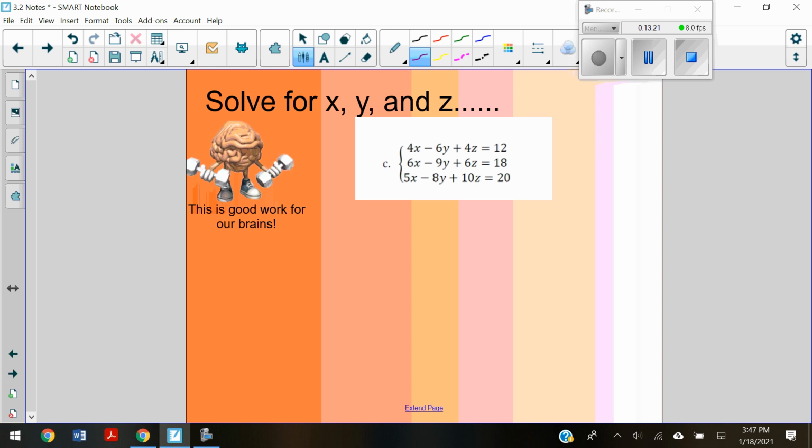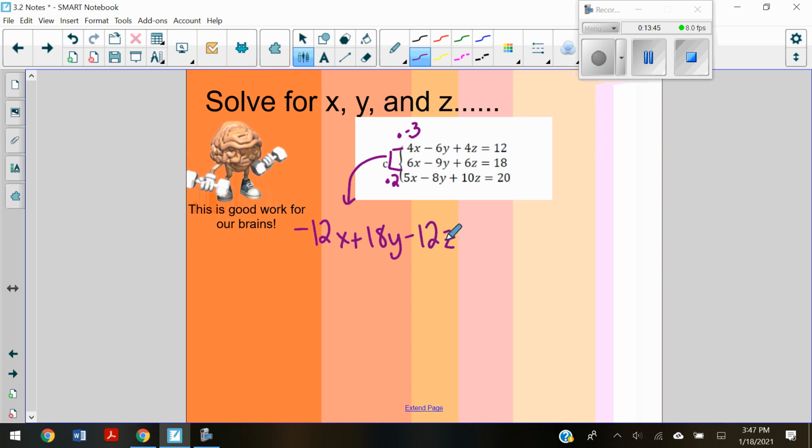So what does 4 and 6 both go into nicely? 24. So I'm going to times the top one by, oh, you know what? They both go into 12. Let's do 12. That's easier. So I'm going to times the top one by a negative 3, just to make that negative. I'm going to times the bottom one by a positive 2. So I'm going to do the multiplications as I write them down. I get negative 12x plus 18y minus 12z equals negative 36.